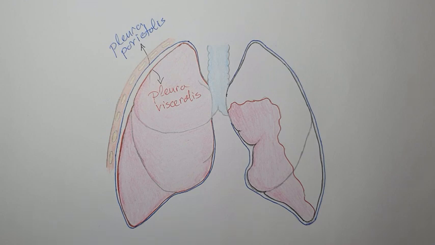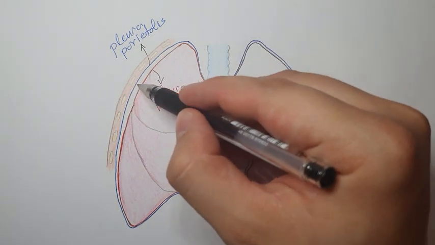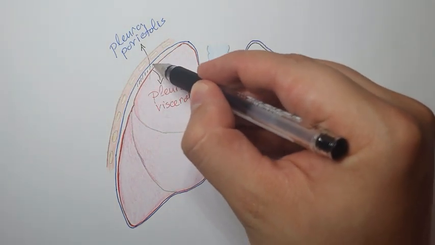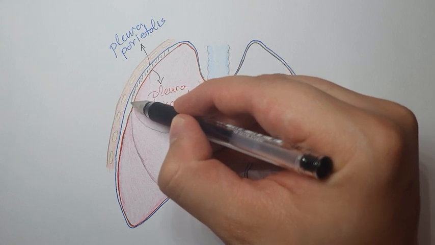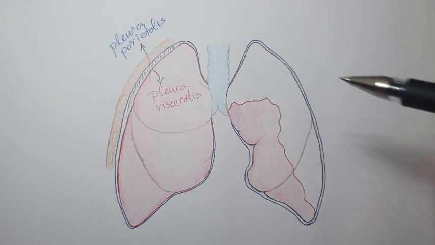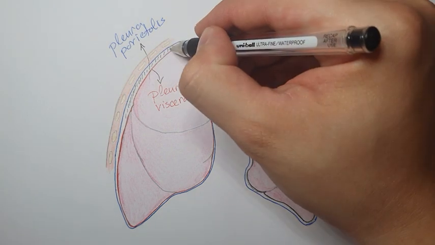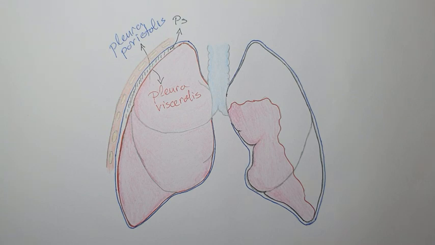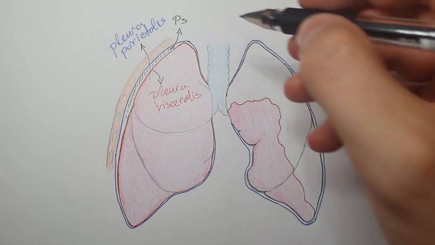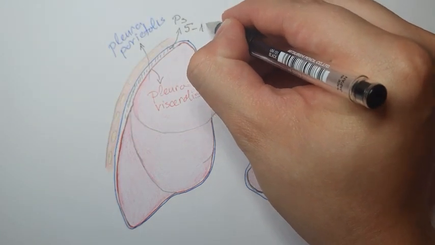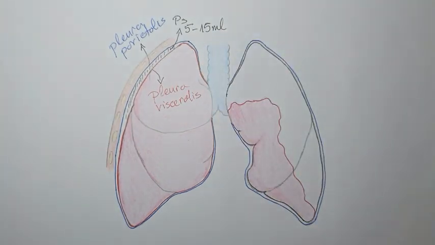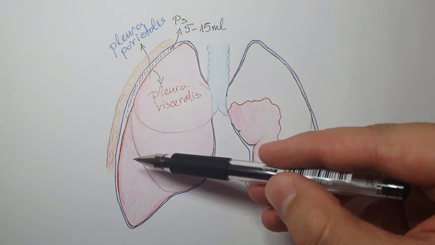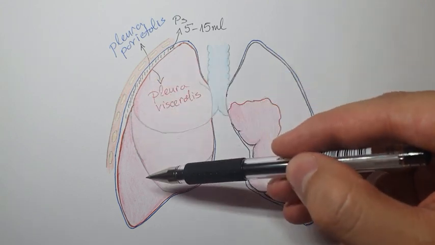Between these two linings is this space. I enlarged it here only for the purpose of demonstration. It is very narrow. This is called the pleural space. In this pleural space, there is a small amount of fluid, 5 to 15 milliliters, and you can imagine that's a teaspoon of fluid on this whole lung field.